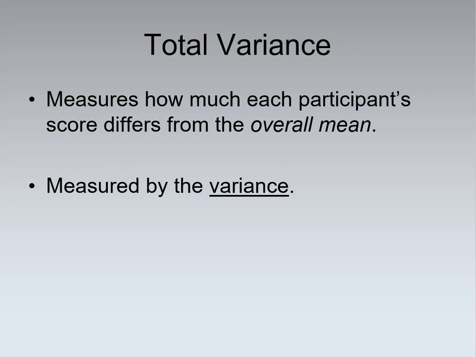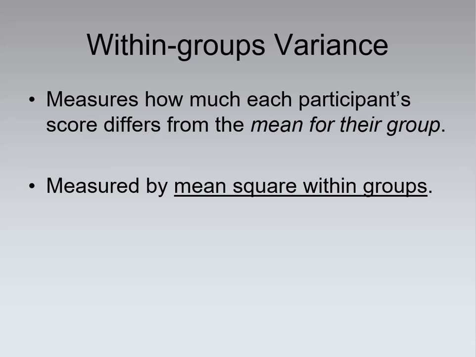Total variance, again, measures how much all the scores individually differ from the mean. So it's all the individual scores compared to the mean. Measures of within group variance are how much each participant's score differs from the mean for their group. So within is within a group. As in one group, that's the variance we're looking at, and how much those scores differ.